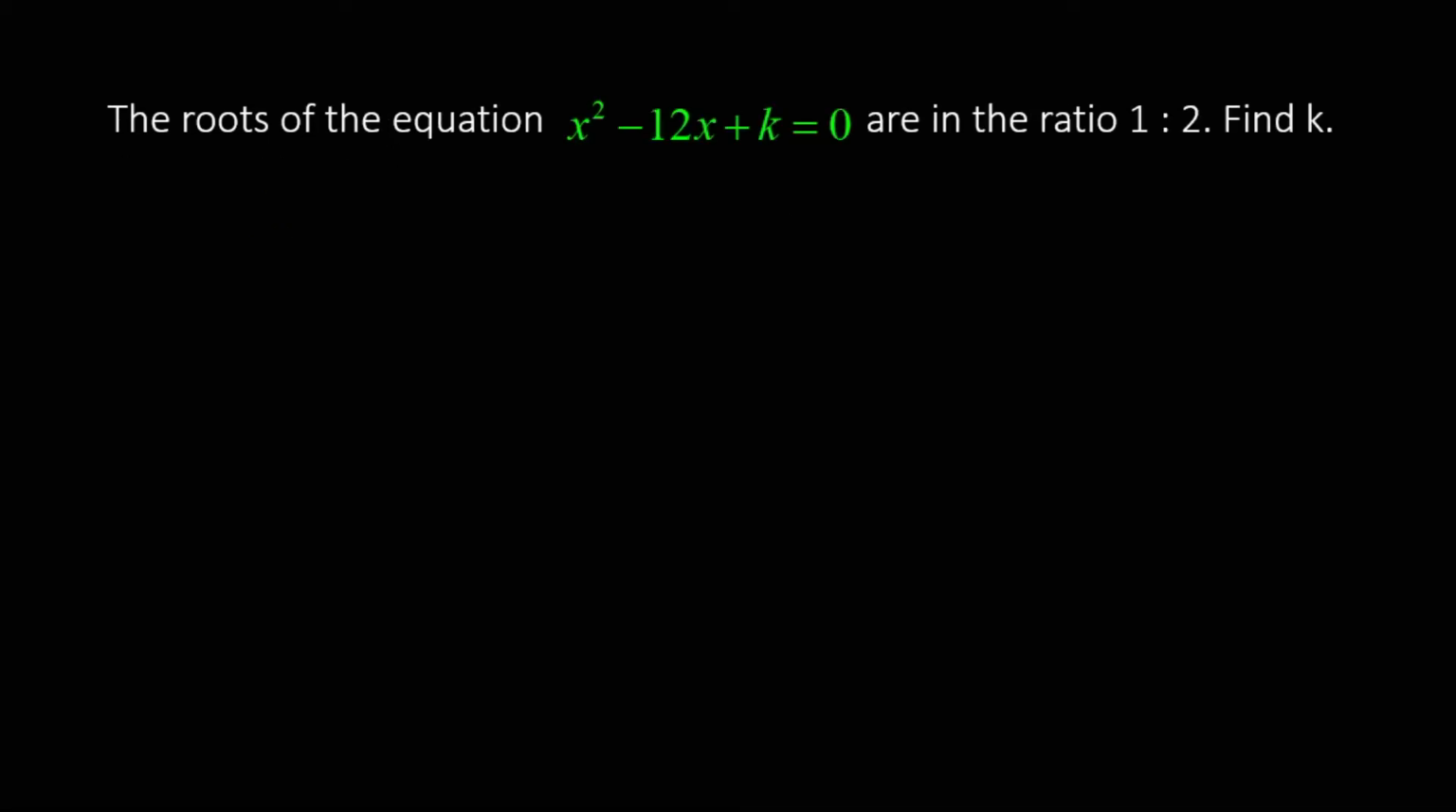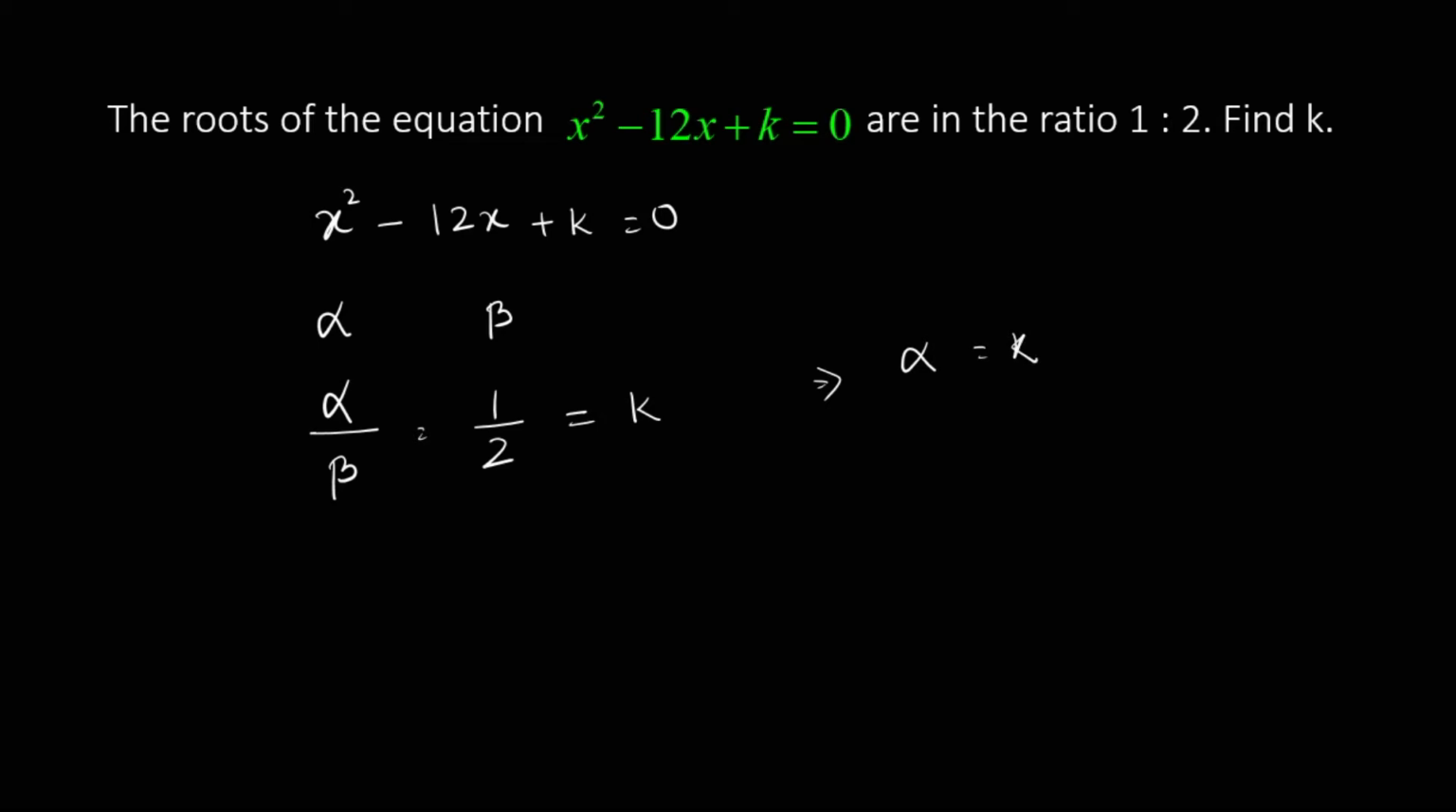Now moving to the next question. The roots of the equation x square minus 12x plus k equal to 0 are in the ratio 1:2. Here we have to find the value of k. So we have the quadratic equation x square minus 12x plus k equal to 0. Let us suppose roots are alpha and beta, and from the question it is given that alpha over beta is equal to 1/2, and this ratio is supposed to be k. So we can write here alpha is equal to k and beta is equal to 2k.